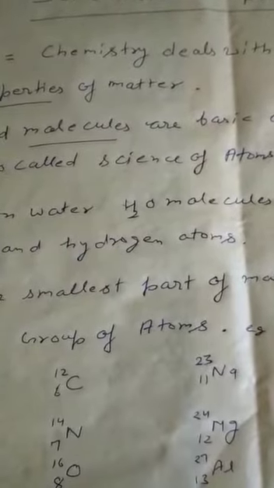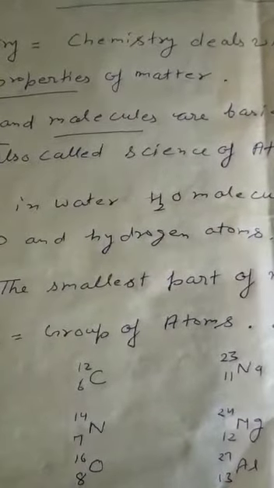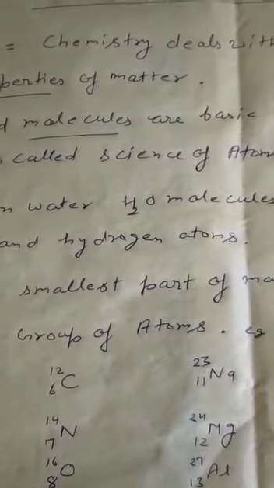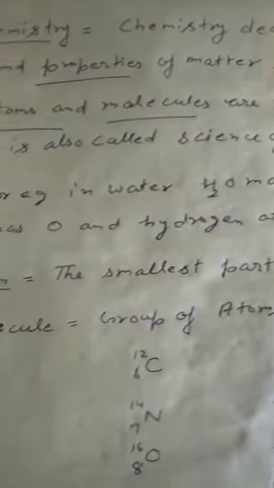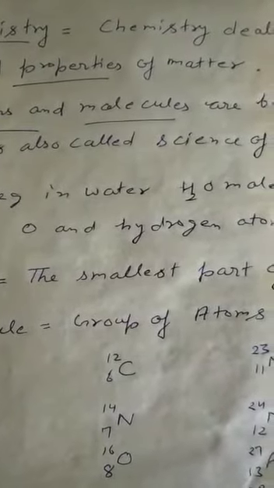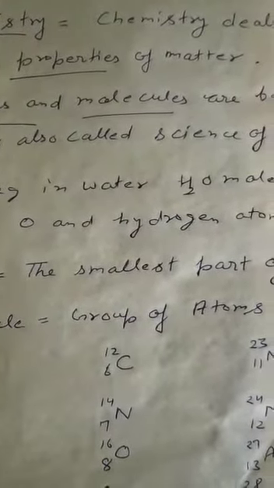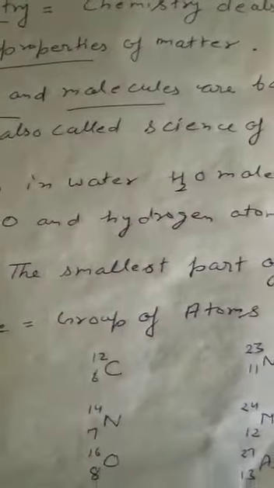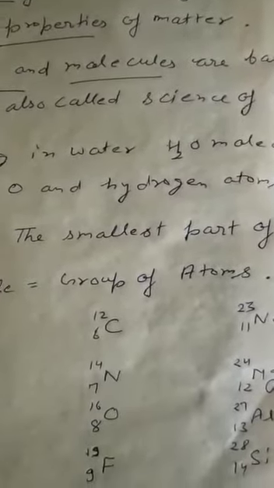For example, if we have water, so water has water molecules, H2O molecules, and if we see a single molecule of water, it has 2 hydrogen atoms and 1 oxygen atom. So finally the matter has small atoms.